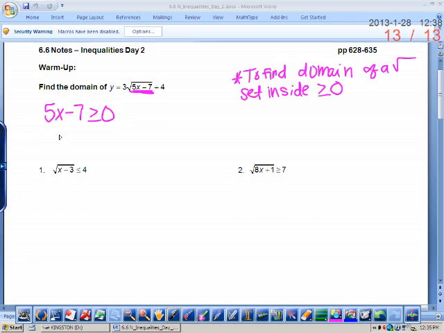Okay, so if we finish this, we get 5x minus 7 is greater than or equal to 0. We get 5x is greater than or equal to 7, and x is greater than or equal to 7/5. So that's your domain as an inequality. What's your domain as an interval? 7/5. Good. Okay, so because there are domain restrictions on square roots, when you solve inequalities with square roots, you have to pay really close attention to those domain restrictions.